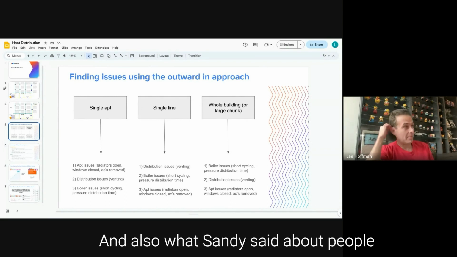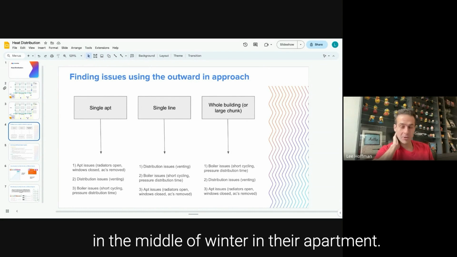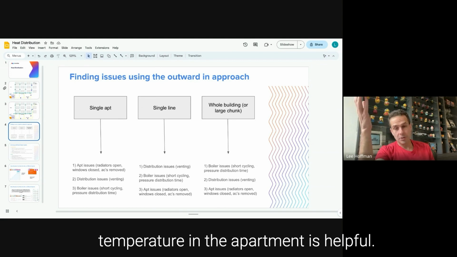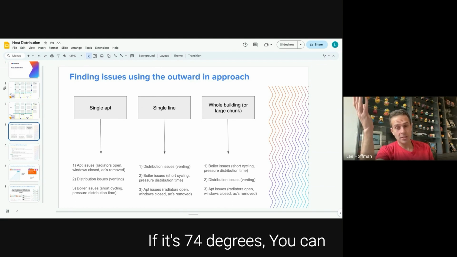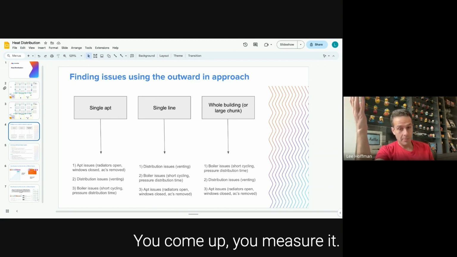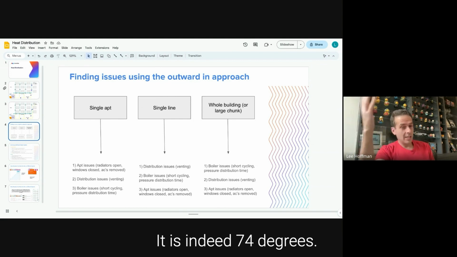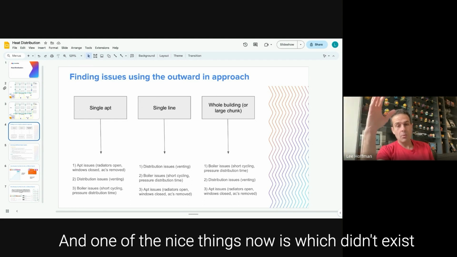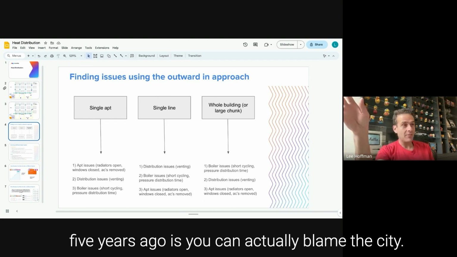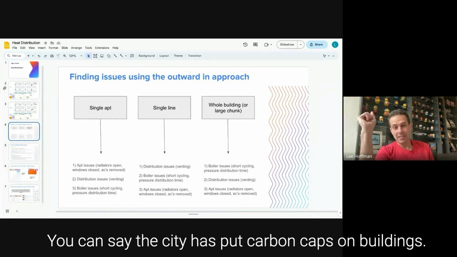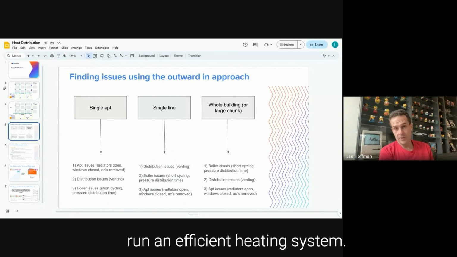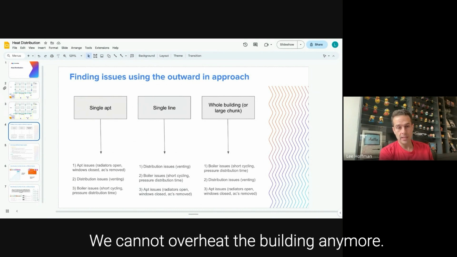And also what Sandy said about people wearing their underwear in the middle of winter in their apartment. We see this all the time. This is again where knowing the temperature in the apartment is helpful. If it's 74 degrees, you can say, hey, look, it's 74 degrees. You come up, you measure it. It is indeed 74 degrees. It's warm enough in this apartment. If you're cold, we can't overheat the building. And one of the nice things now, which didn't exist 5 years ago, is you can actually blame the city. You can say the city has put carbon caps on buildings. They are requiring us by law to run an efficient heating system. We cannot overheat the building anymore.